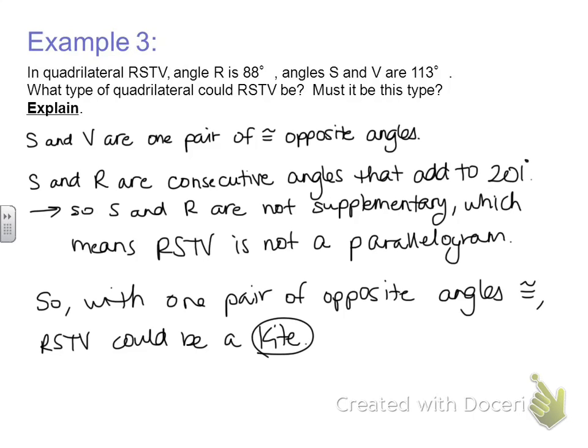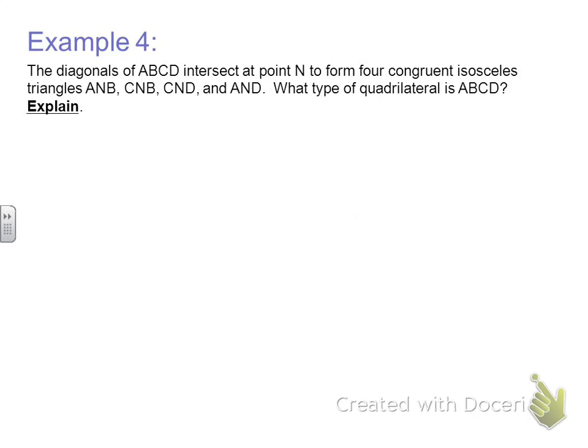All right. I think we've got one more example for today. We're going to do the other examples tomorrow. All right, so for example 4, it says the diagonals of ABCD intersect at a point N to form 4 congruent isosceles triangles, A and B, C and B, C and D, and A and D.